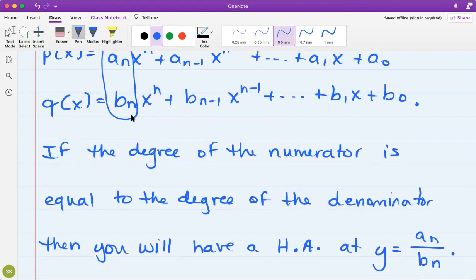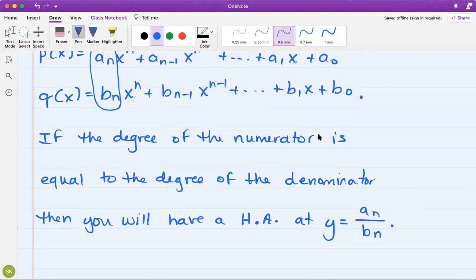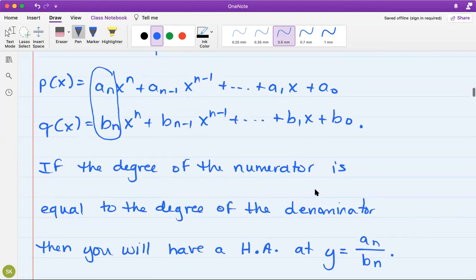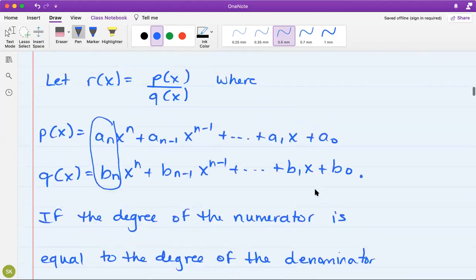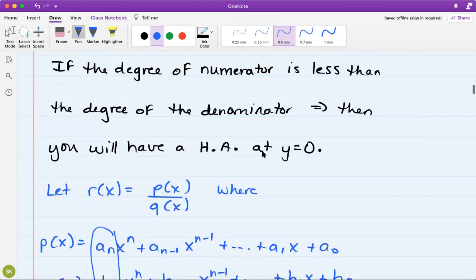Of course, we can talk about when the degree of the numerator is greater than the degree of the denominator. We're going to leave that for later, but right now we just want to focus on when the degree of the numerator is less than or equal to the degree of the denominator. That's going to give us horizontal asymptotes. Okay, so let's look at some more examples.